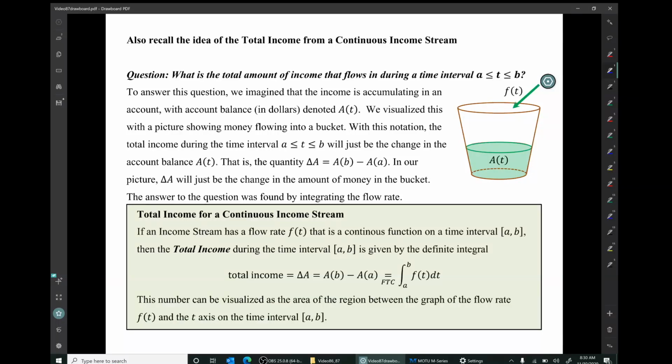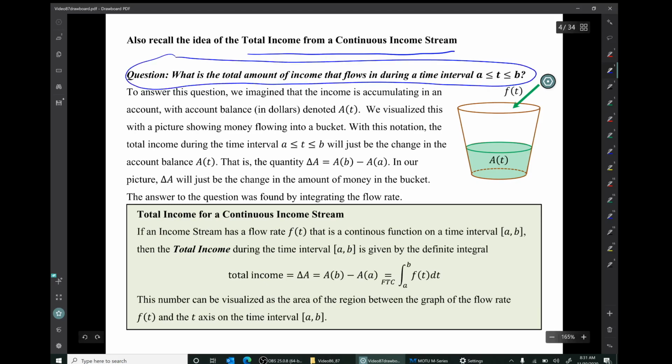And also recall the idea of total income from a continuous income stream. It was the answer to this question that was posed: what is the total amount of income that flows in during a time interval from a to b? We visualize that question with this picture involving a bucket. Money flowing in, money accumulating in the bucket. Capital A of t denotes the amount of money that's accumulated in the bucket. Little f of t denotes the flow rate of money flowing into the bucket.